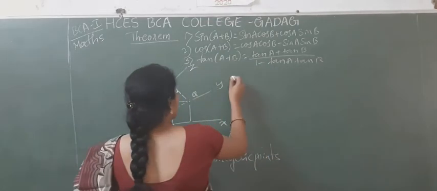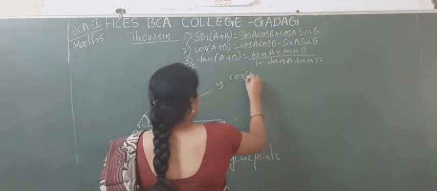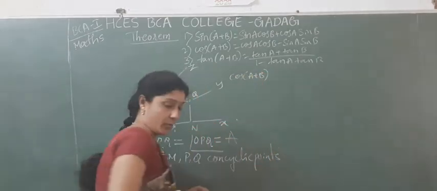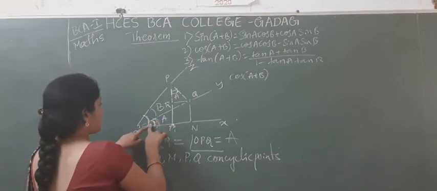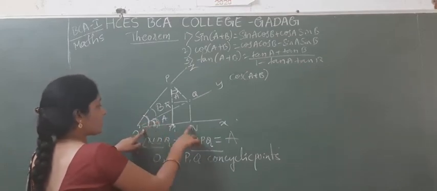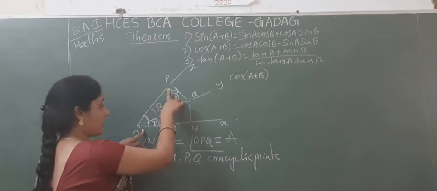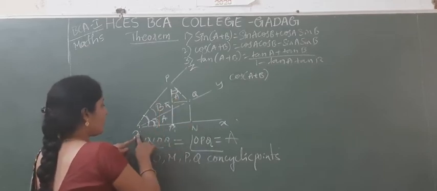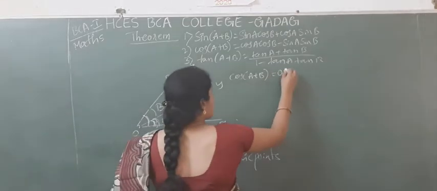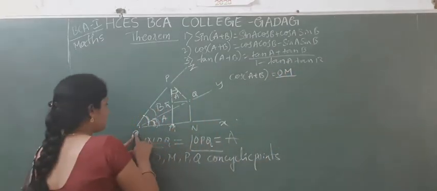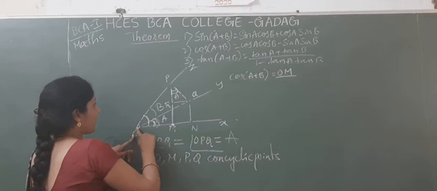What is that? Cos A plus B. Now what is cos A plus B? See, cos means adjacent divided by hypotenuse, right? So what is adjacent here? OM. Okay, so OM divided by hypotenuse OP.